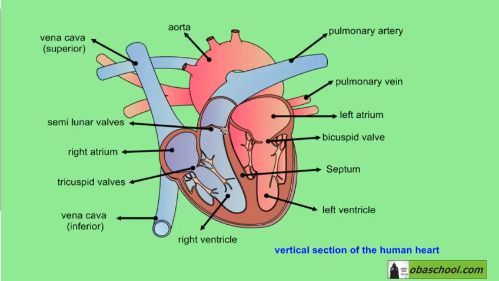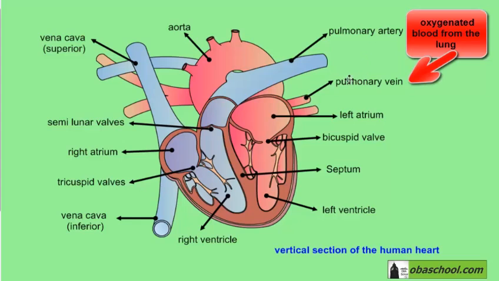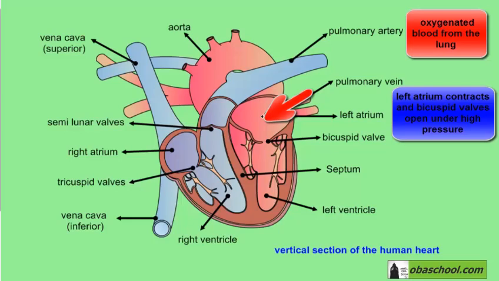So now, this is how blood will move in the body. Let's start with oxygenated blood coming from the lung. It is going to come to the heart through the pulmonary vein. The pulmonary vein is going to take this blood to the left atrium. The bicuspid valve is closed. When the left atrium is filled with blood, the muscles will contract. So this pressure will cause the bicuspid valve to open. And so this oxygenated blood will go from the left atrium to the left ventricle.